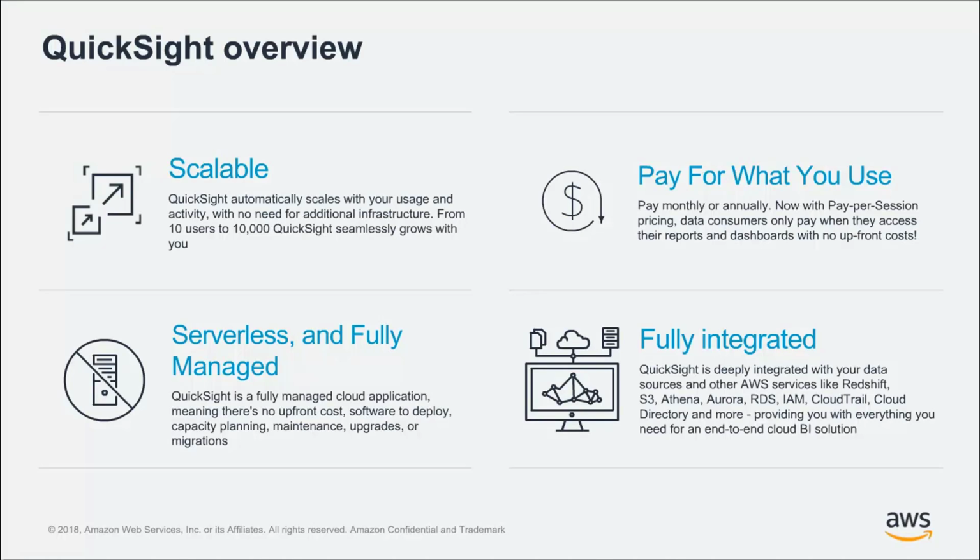And lastly, QuickSight is a fully integrated solution, meaning that it connects to all the relevant services inside of the AWS ecosystem to allow you to build a complete end-to-end BI solution, from data collection to storage to auditing to provisioning users and managing your users. QuickSight's integrated with all the relevant AWS services, and we continue to add more integrations as is necessary, and what we're hearing from customers, to give you an out-of-the-box integrated solution with the rest of the AWS platform.